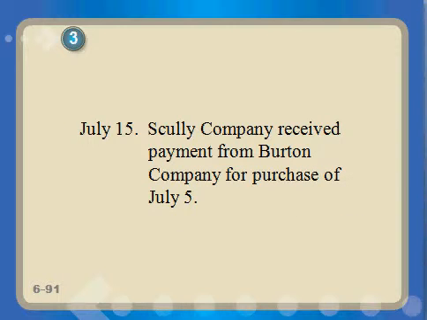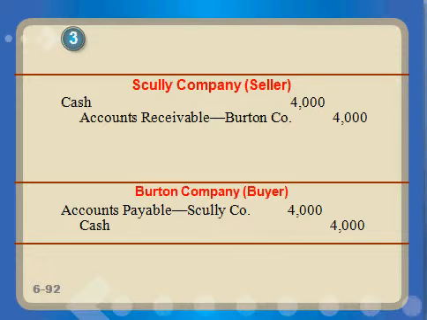It says Scully Company received payment from Burton for the purchase on July the 5th, and so Scully Company would debit their cash for $4,000, credit their accounts receivable for $4,000. Burton Company would debit their accounts payable for $4,000 and credit their cash $4,000.